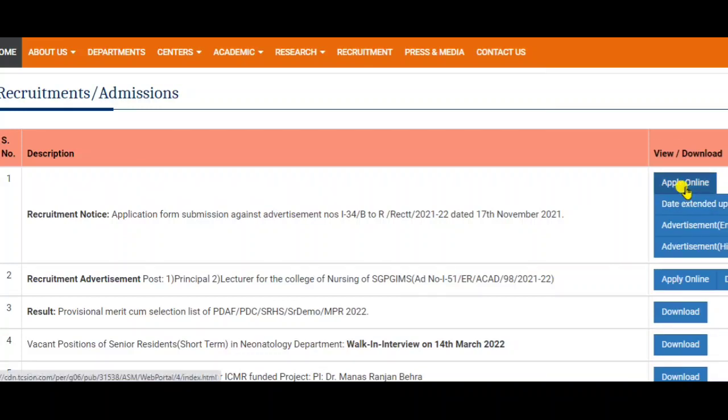Here also, the sister grade option is not there. If you apply online here, there is no sister grade option. Notification.